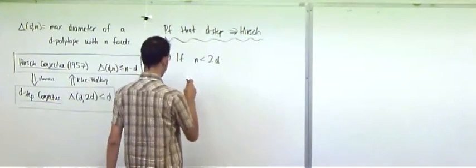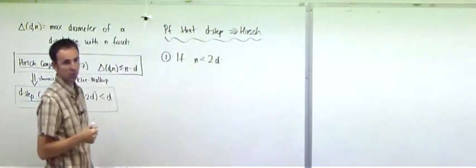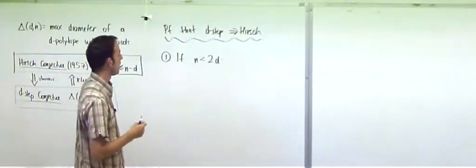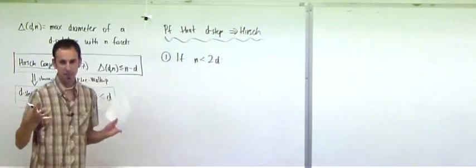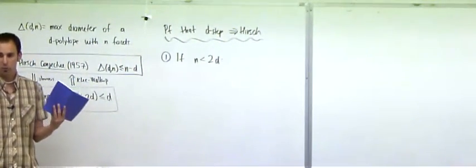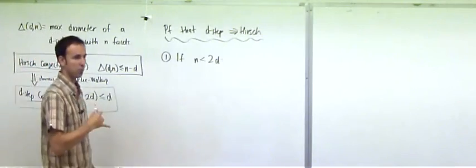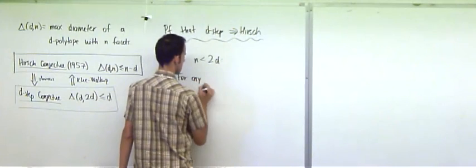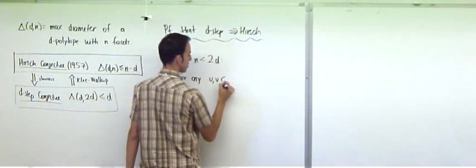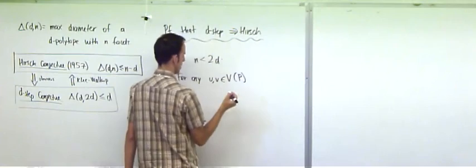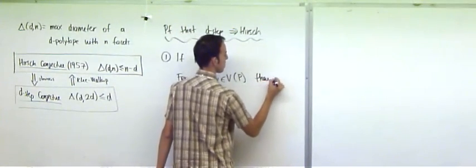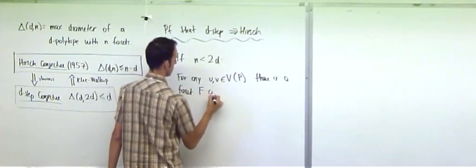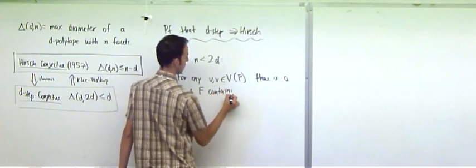Then what they observed is the following. If n is less than 2d, that means that you have very few facets. Okay, you're in dimension d, and you have fewer than 2d facets. And what they show is that basically the facets are crowded in the sense that for any two vertices u and v, you can find a facet that they're both on. There is a common facet f that contains them both. Okay, and this is something that you're going to prove in the homework.